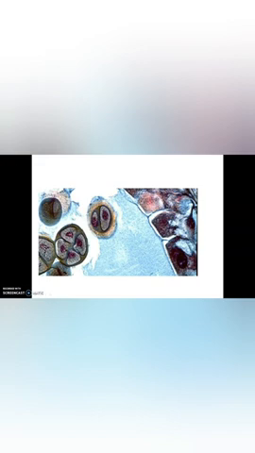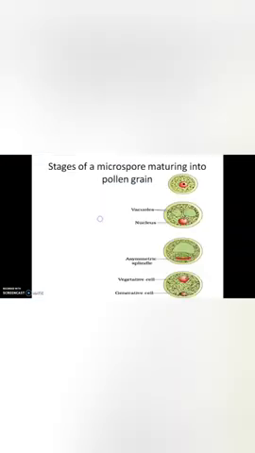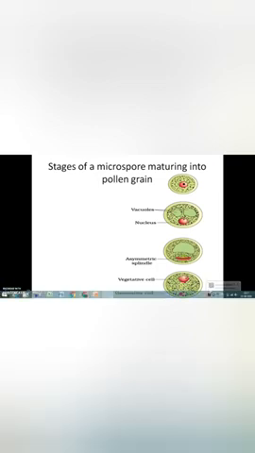This is again a microscopic view. Clear? This diagram shows the stages of microspore maturing into pollen grain. This pollen grain possesses 2 unequal sized cells. The first one is the vegetative cell and the second one is the generative cell. Is it clear? The largest cell, known as the vegetative cell, has a large irregular shaped nucleus and vacuole.